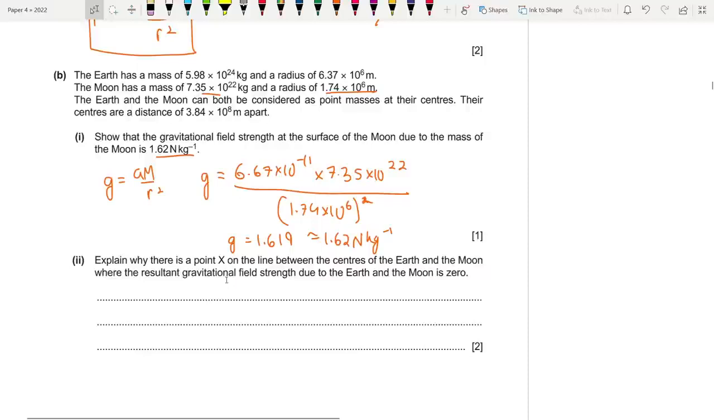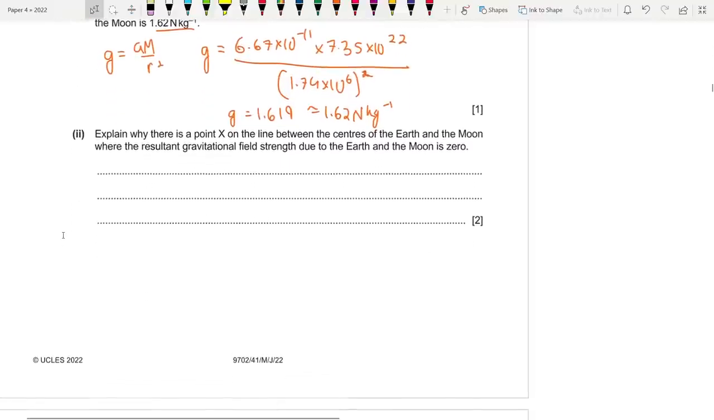Explain why there's a point X on the line between the centers of the Earth and Moon where the resultant field strength due to the Earth and Moon is zero. Interesting. This is a common question. This is a very common question. I always do this question with my students.